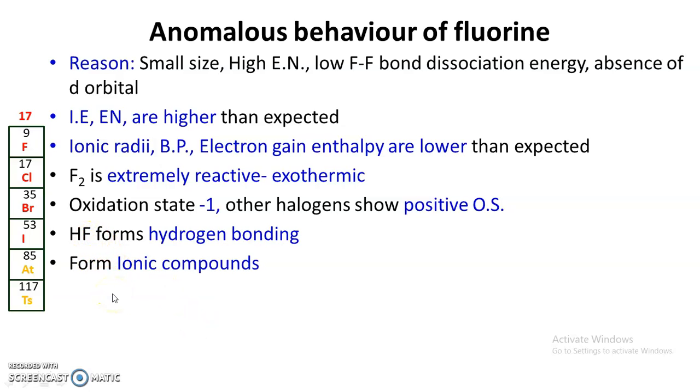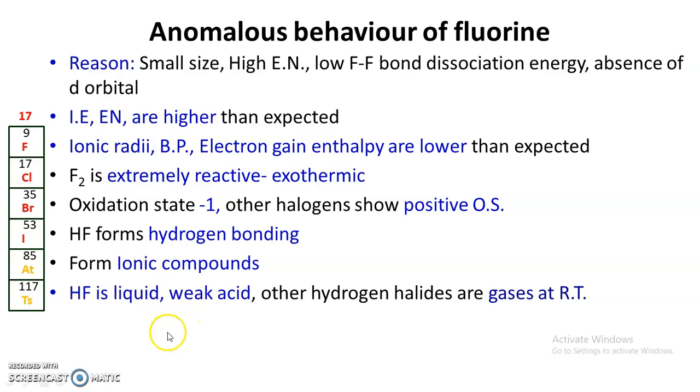So fluorine is able to form ionic compounds, whereas the percentage of ionic character in other halogen compounds is less. Covalent characters are more in the compounds of chlorine, bromine and iodine, whereas fluorine forms compounds in which ionic characters are more. Hydrogen fluoride is liquid at room temperature.